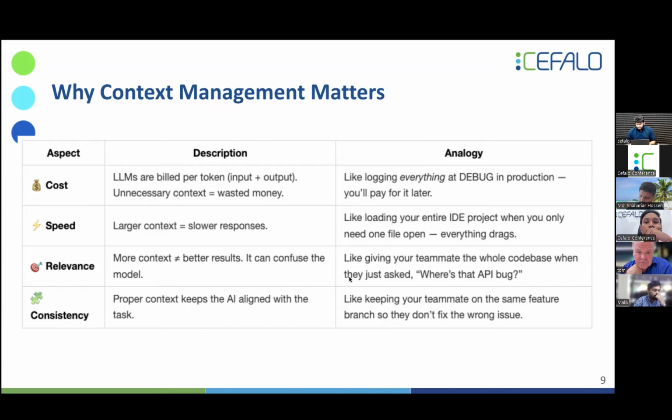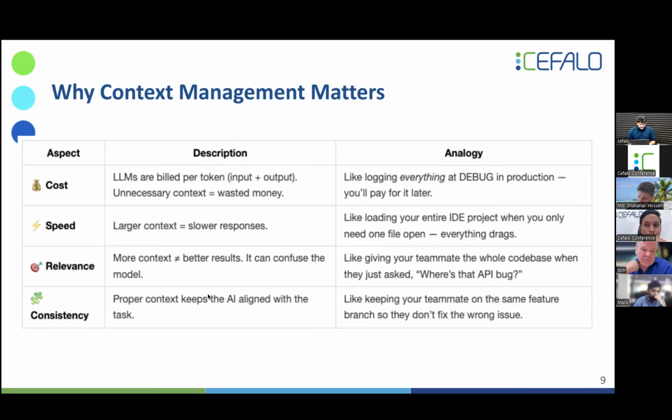It's almost like asking your teammate where the API bug is, but giving them the whole codebase, not the actual file that contains the bug. So they need to go through everything, and in most cases they might see that the bug was on just one file. You could have just sent me that one file, right?